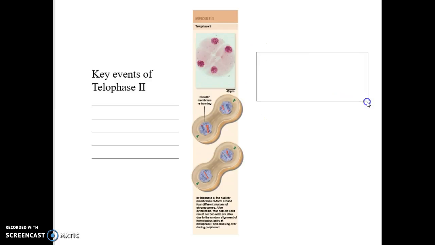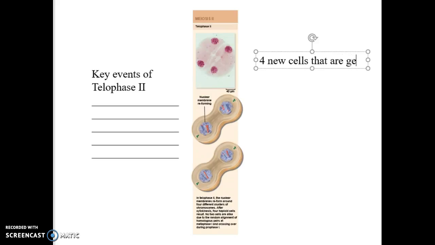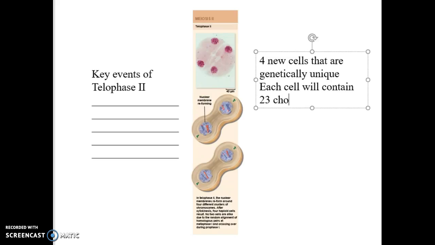We should be looking at 4 new cells that are genetically unique. Okay, each of these cells is going to have different pieces of genetic information. Each cell will contain 23 chromatids, but because of crossing over all the way back in prophase 1, those chromatids are all mixed up. What piece of information is found on each chromatid is going to vary between each of these cells.